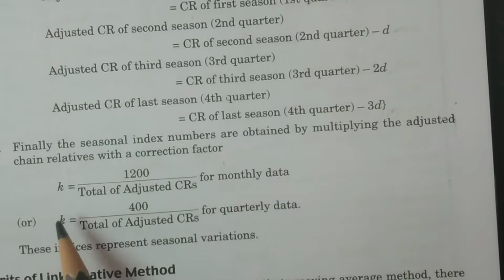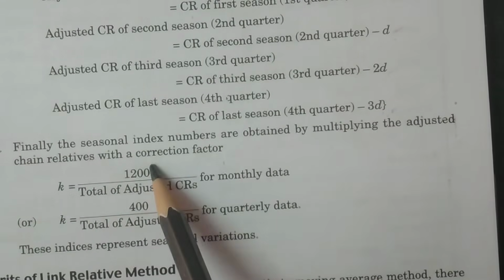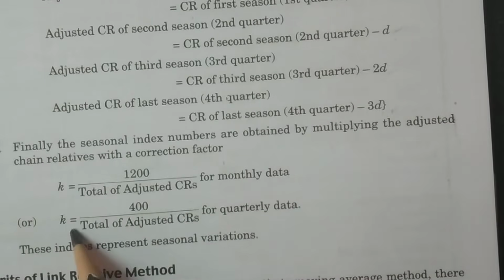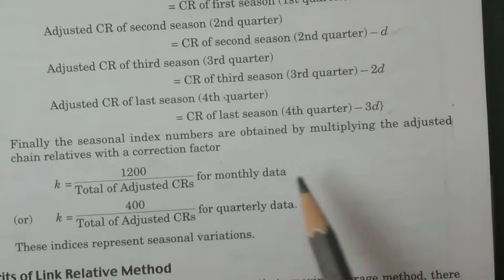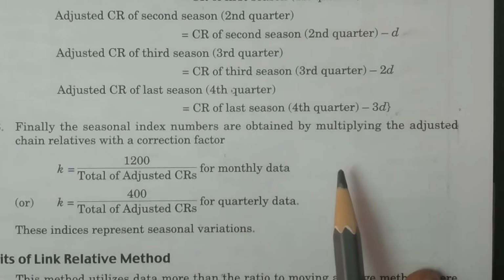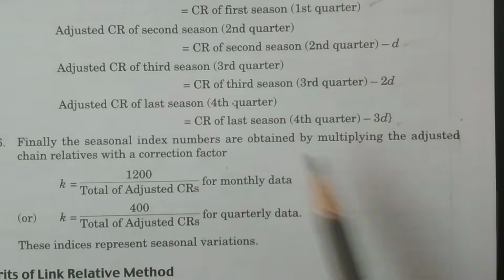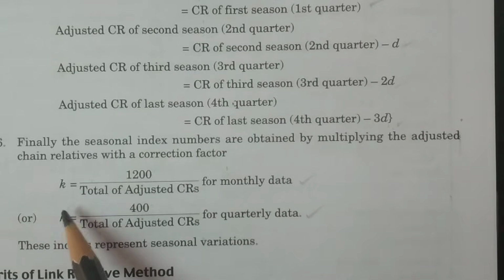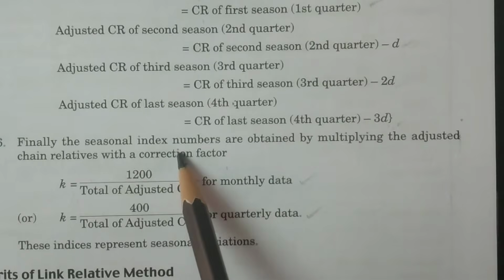What is the correction factor? K is equal to 1200 by the total of adjusted CRs for monthly data, or K is equal to 400 by the total of adjusted CRs for quarterly data. This is the methodology for monthly data and quarterly data. You have to multiply K with the adjusted CRs, and you will get the seasonal index numbers.